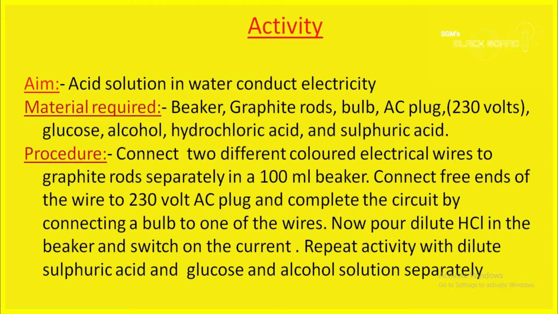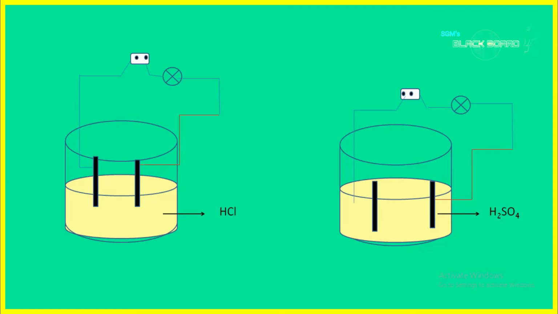How to do the activity? Procedure: connect two different colored electrical wires to graphite rods separately in a 100 ml beaker. Connect the free ends of the wires to a 230 volts AC plug and complete the circuit by connecting a bulb to one of the wires. Now pour dilute hydrochloric acid in a beaker and switch on the current. Repeat the activity with dilute sulfuric acid and glucose and alcohol solutions separately.